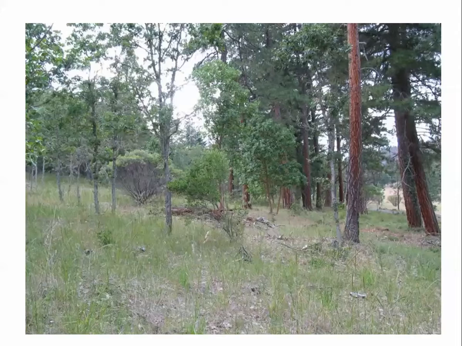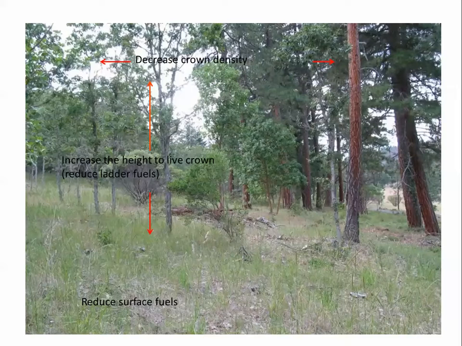They are: reduce surface fuels, the small sticks and other fine fuels in the ground surface; reduce ladder fuels, so that the live crown, the branches of trees, are elevated higher above the ground surface; decrease crown density, space out the tree crown so fire has a harder time spreading between trees; and keep larger trees that are more likely to survive a fire. Of these 4 steps, reducing surface and ladder fuels are the most important.